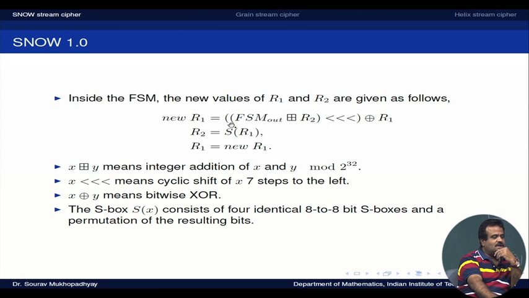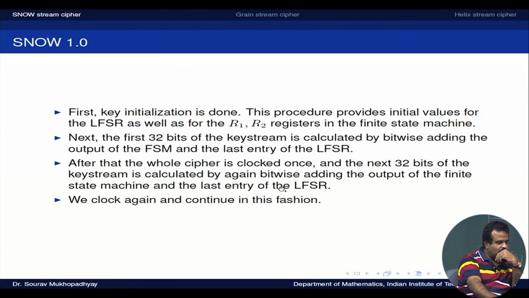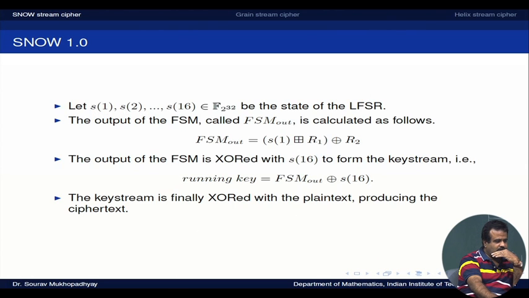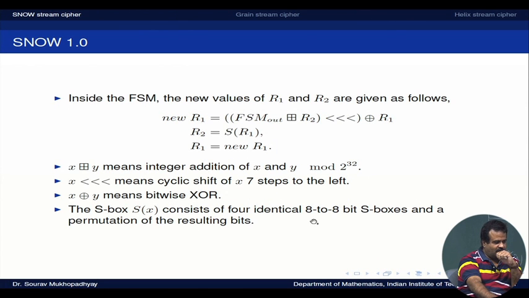So R1 is basically updated by adding this output with R2, with addition modulo 2 to the power 32, then a cyclic shift of 7 times, and the final result is XORed with R1. So this is the update of R1, and R2 is simply obtained with an S-box. If we come to the figure again, this is the S-box which takes R1 as input, and R2 is updated by this. Okay, so this is the state update function for this finite state machine.